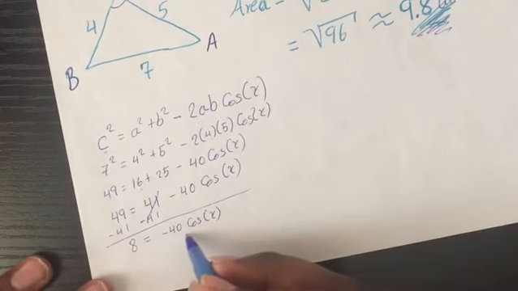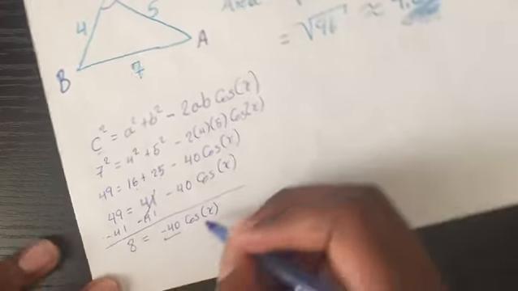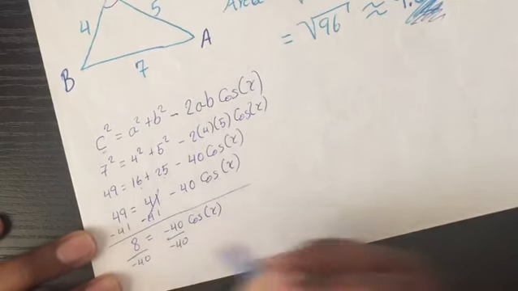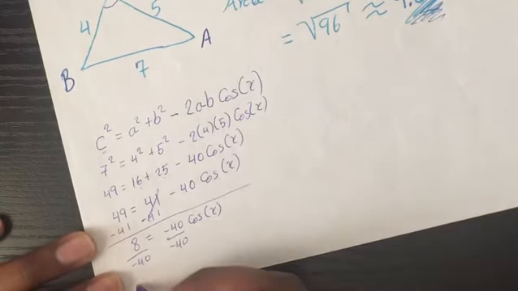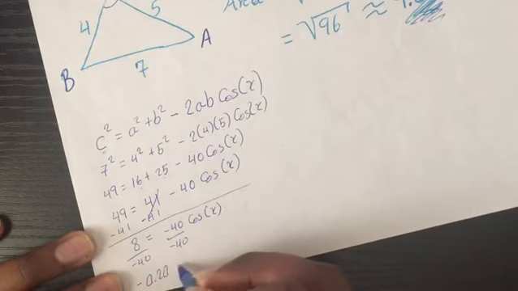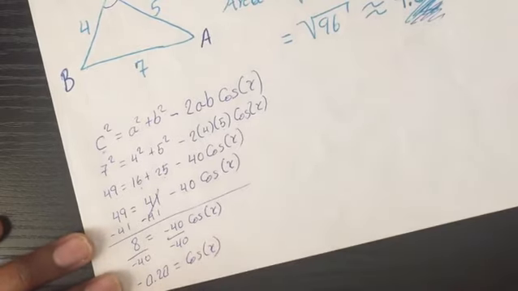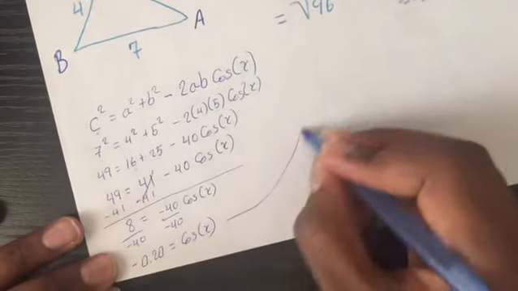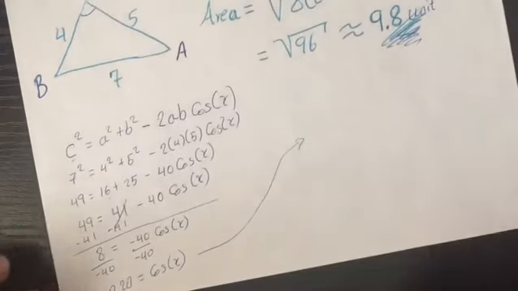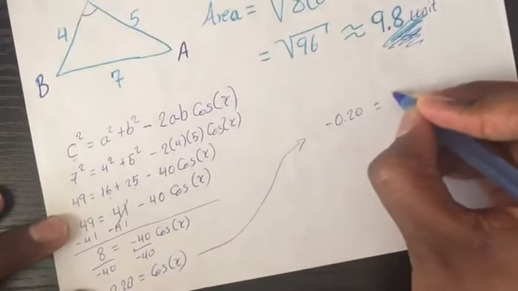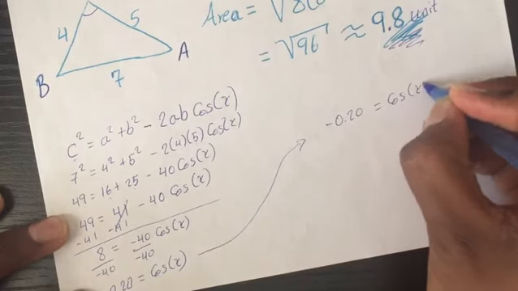And then we're going to end up dividing by a negative 40 on both sides. This gives you a negative 0.20 equals the cosine of gamma. So that means you have a negative 0.20 equals the cosine of gamma.